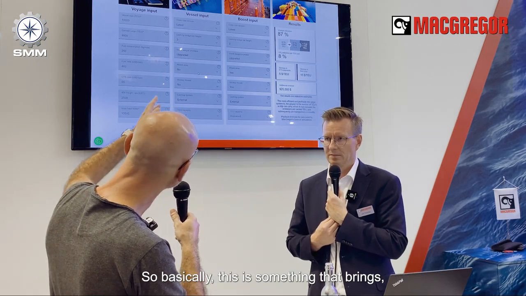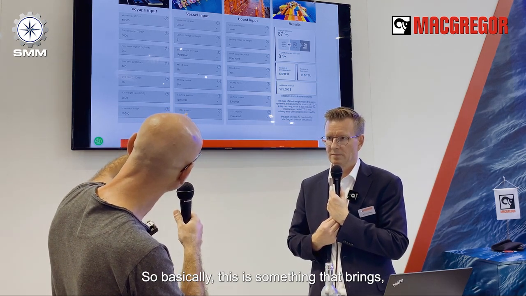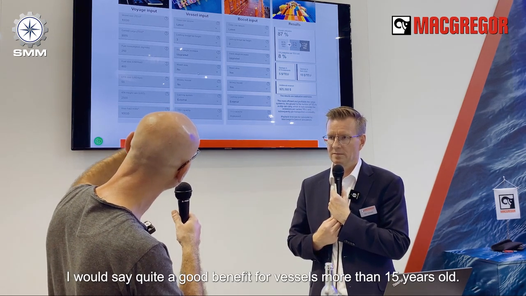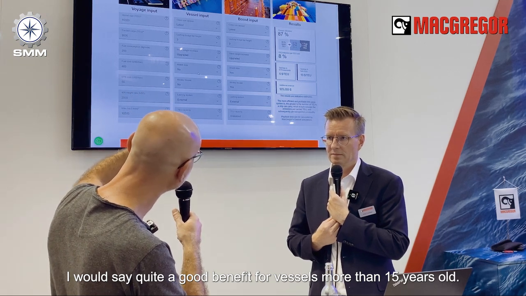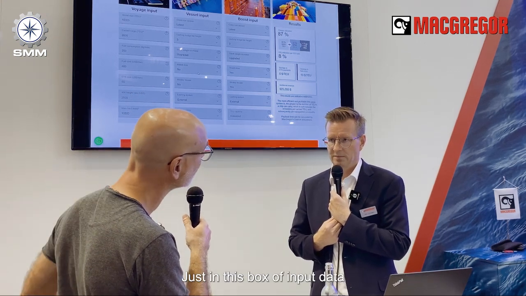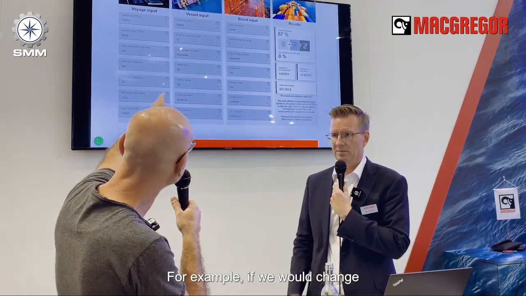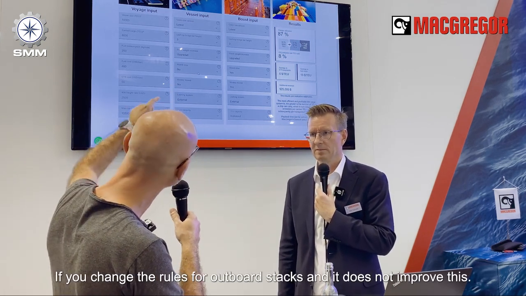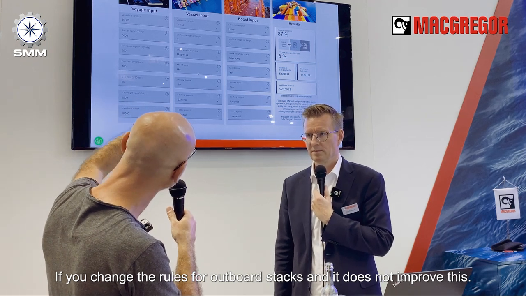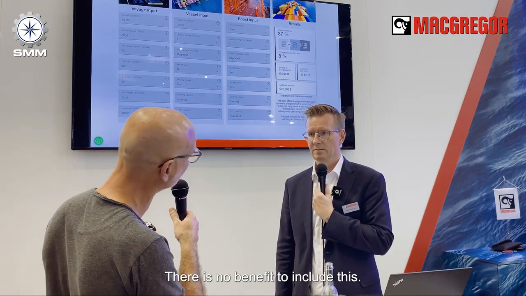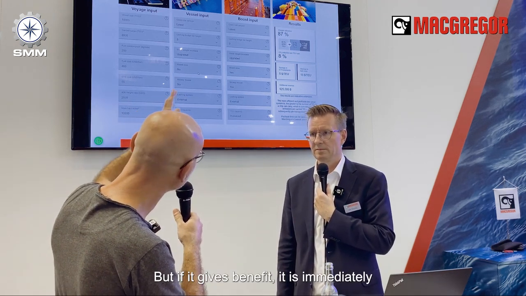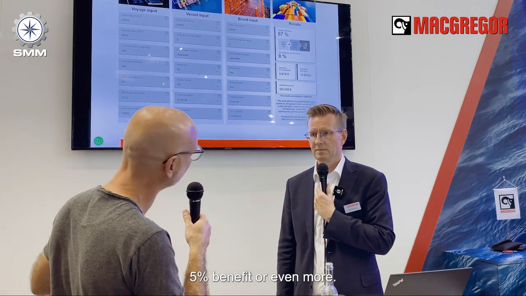So basically, this brings quite good benefit for vessels more than 15 years old, and just changing bolts. For example, if we would change a very old vessel from 2007, a case we're investigating right now, you would change to actual rules. If we do not improve the stack weights, there is no benefit. And if you improve the stack weights, you get immediately a 5% benefit on the intake.